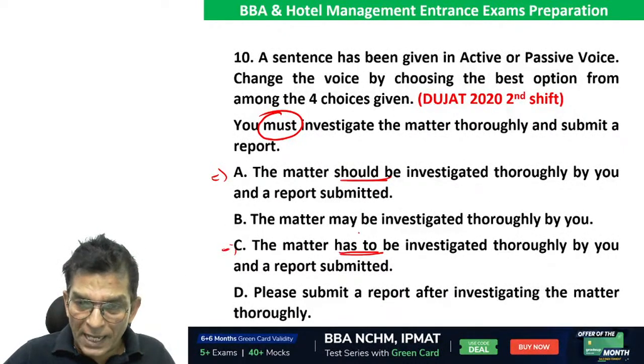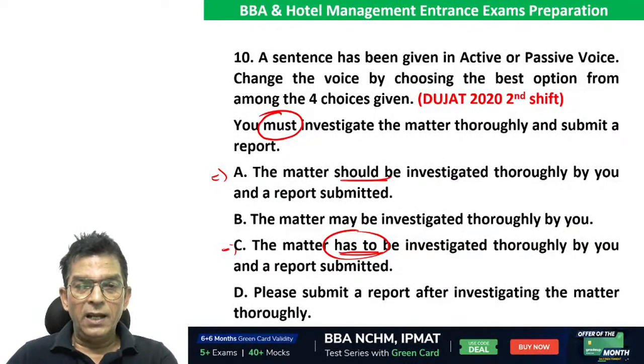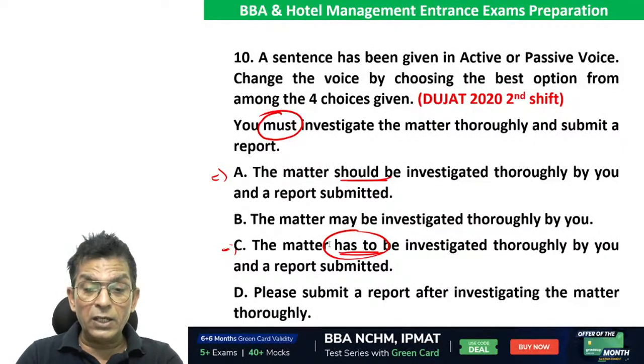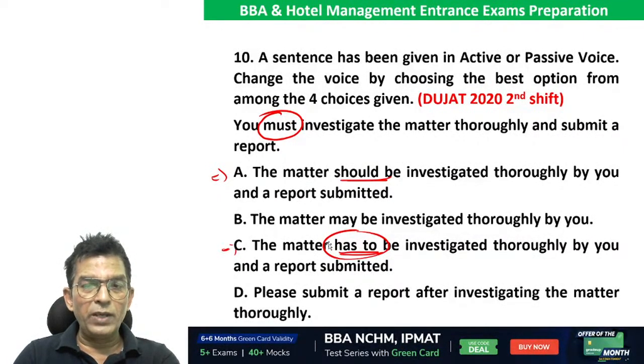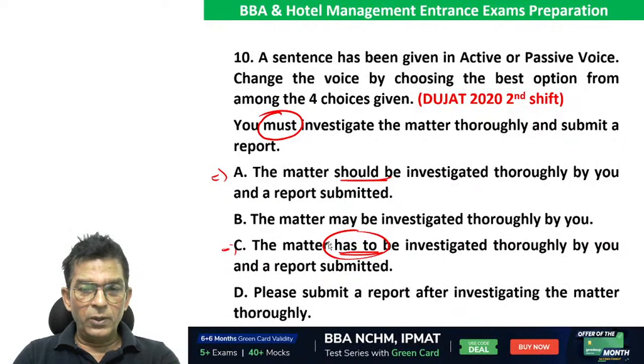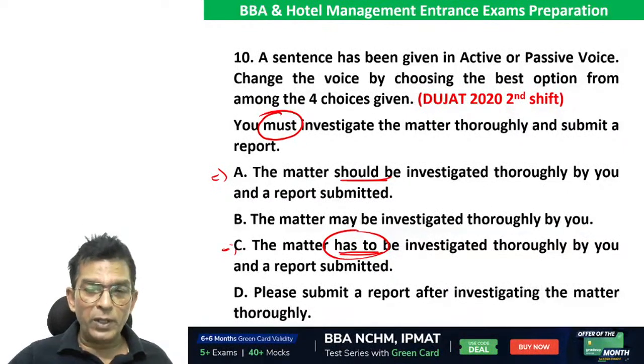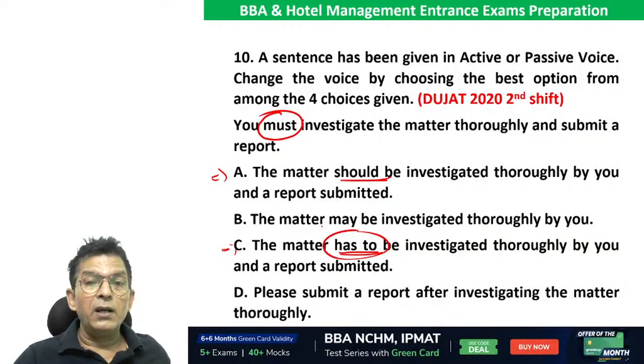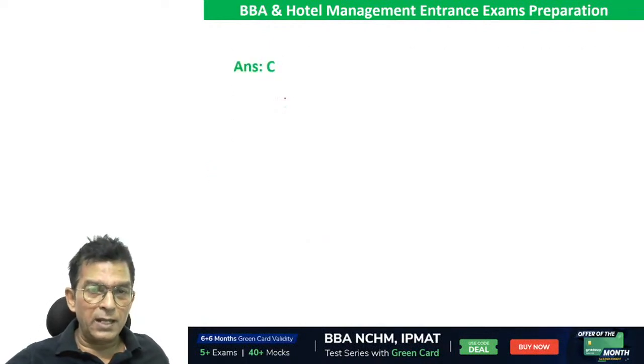It is always has to be. Has to be is equivalent to must. Has to be, had to be is always equivalent to must. So we have to write has to be. It cannot be should be. But if we did not have this has to be, then we could have written should also. Okay, so the answer is C.